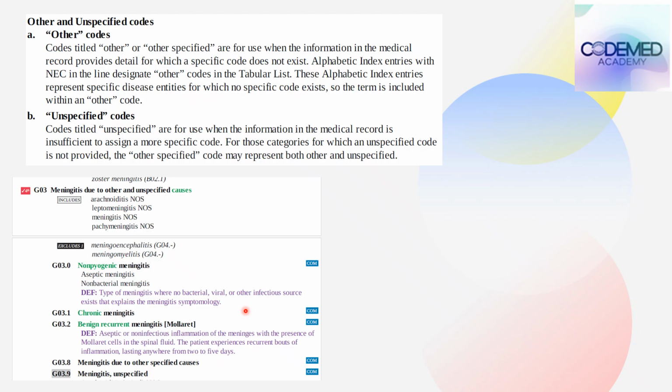This particular convention is just the repetition of what you have learned in the previous slides of NEC and NOS, like not elsewhere classified and not otherwise specified. So when the medical record provides detail for which the specific code is not available, that means NEC, and when the medical record is insufficient to assign a more specific code, not otherwise specified. So this is just the repetition of that.